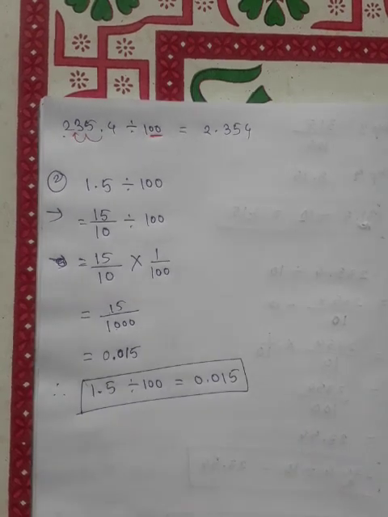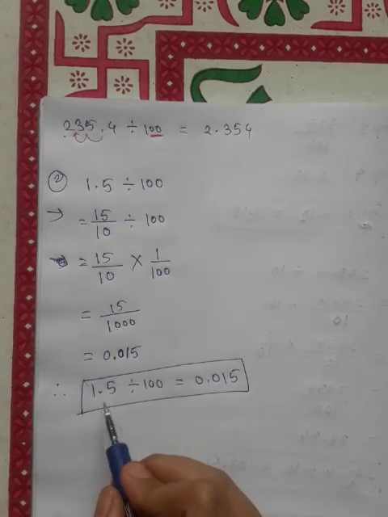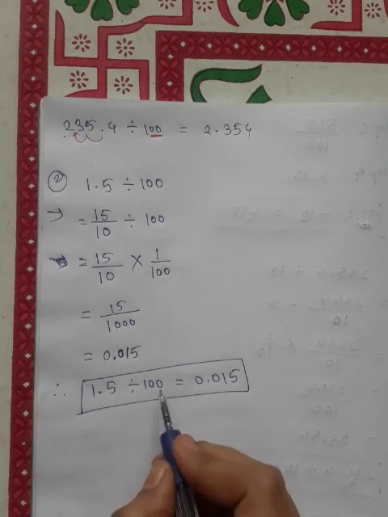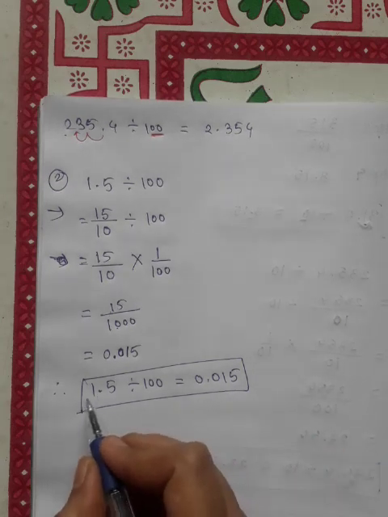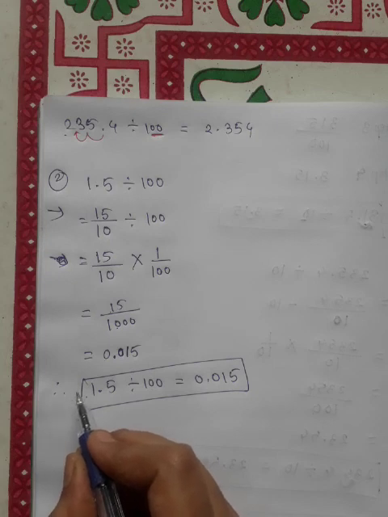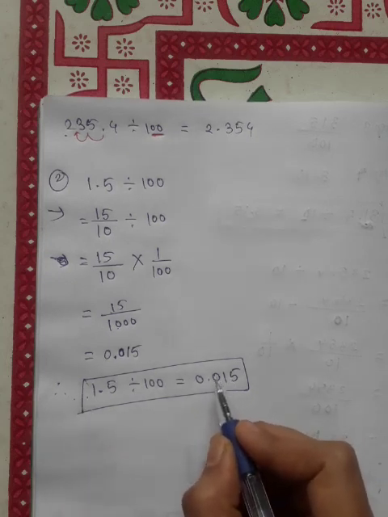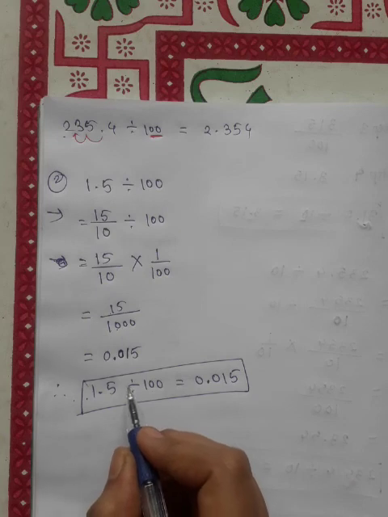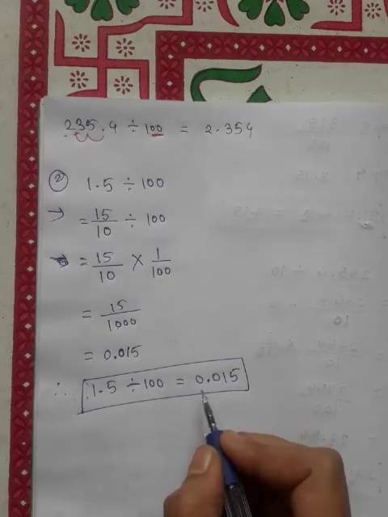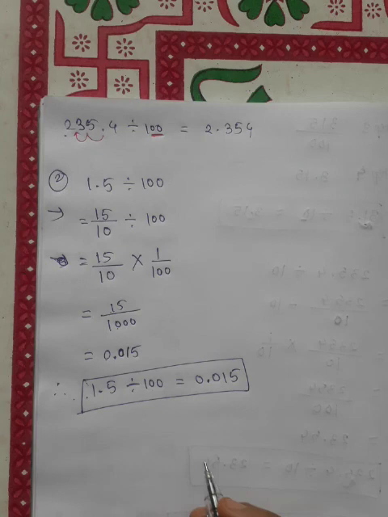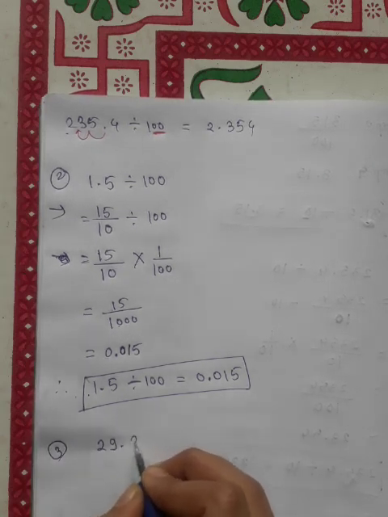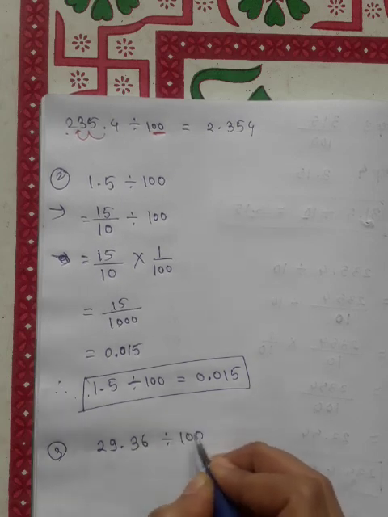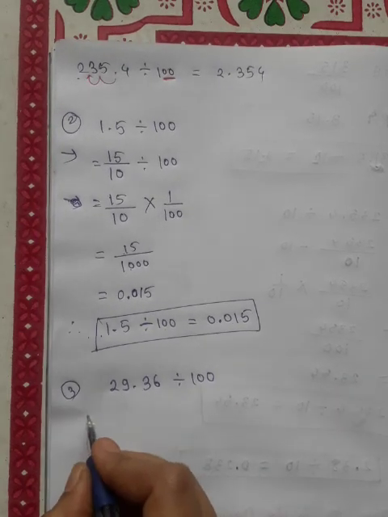So see, whenever we divide any decimal number by 100, there are 2 zeros in 100, so the decimal point moves towards the left by 2 digits, 1 and 2, so there is no digit, so write 0 and put the point. So 1.5 divided by 100 is 0.015. Okay, see one more example. 29.36 divided by 100. So what is the first step?